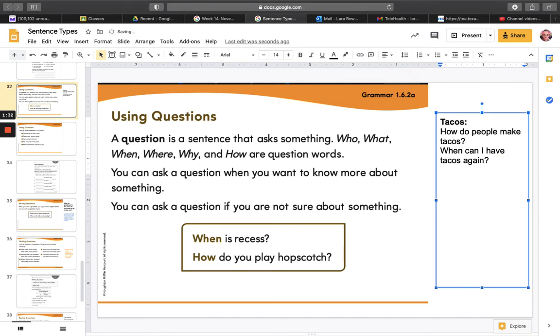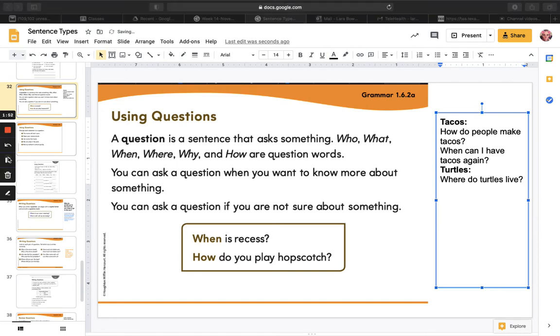Maybe my topic is turtles. My topic is turtles. So what's something I could ask about turtles? I might ask, where do turtles live? And I would put my question mark. So that is a question I could ask about turtles. Where do turtles live?